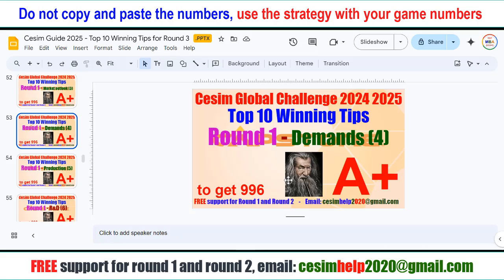So that's the winning tip number 4. Check the demand and forecast the demand and look at the vision of the future demands.